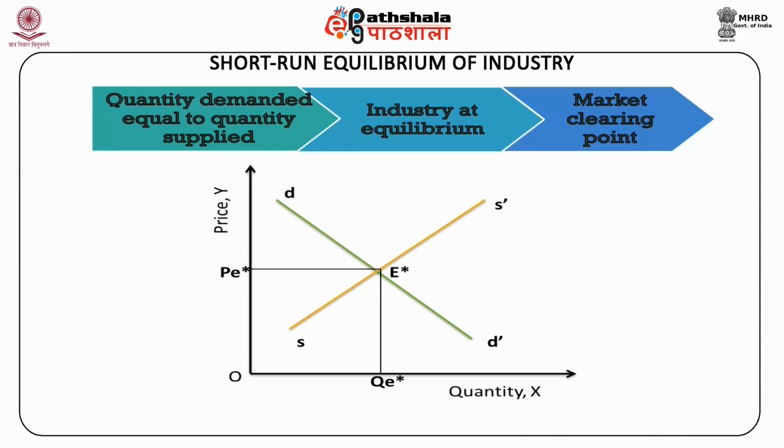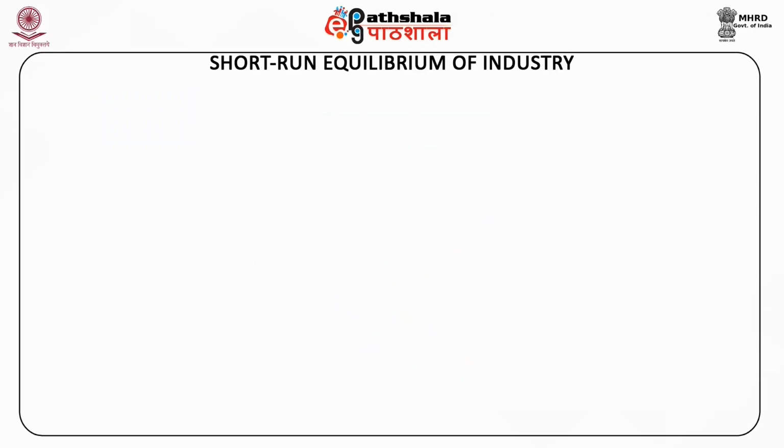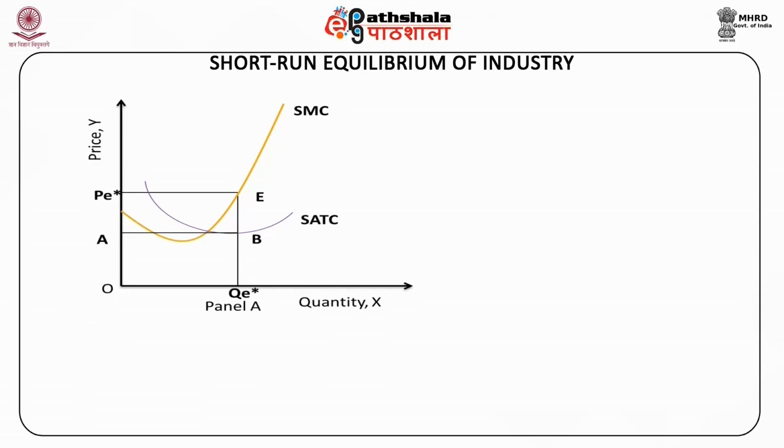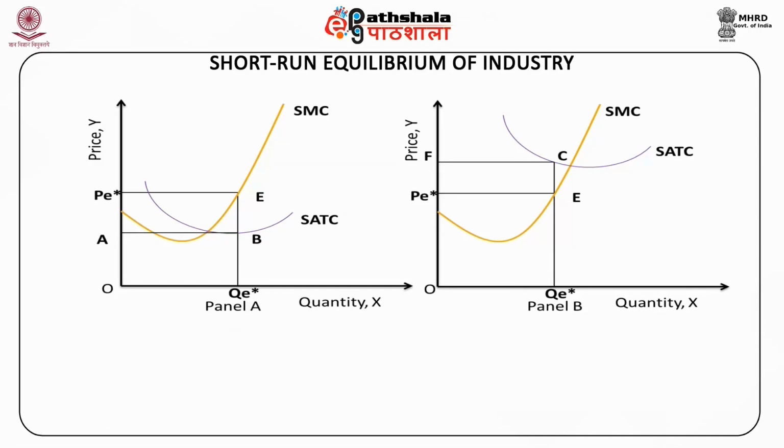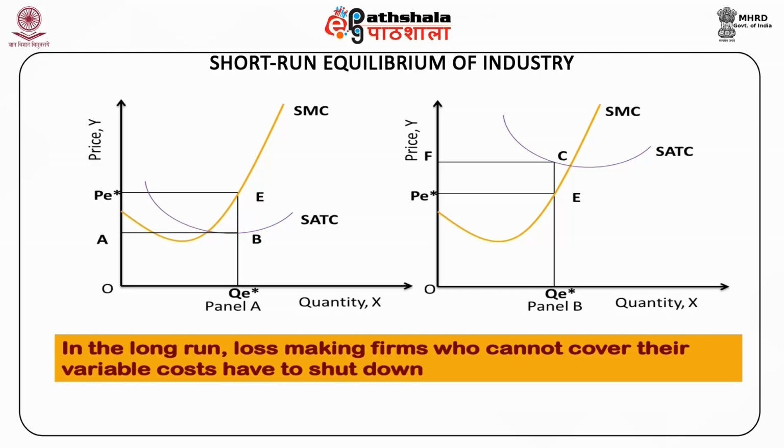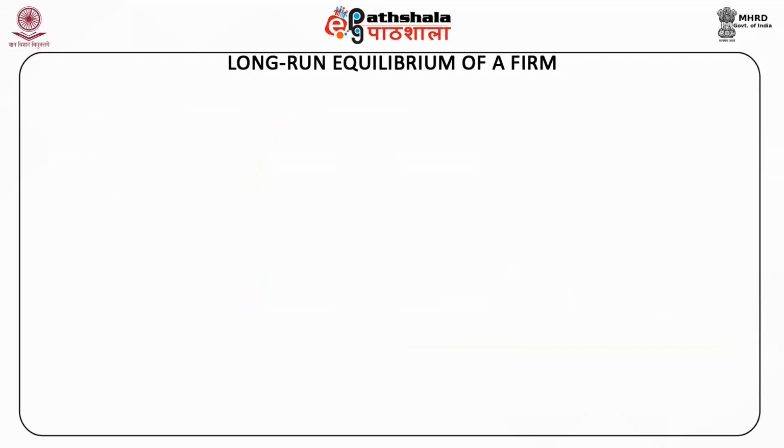The industry is in equilibrium at the price PE star at which the quantity demanded and the quantity supplied are equal to QE star. In the short run, the firms may earn excess profit as seen in panel A, wherein the area PE star EBA represents the profits. Or the industry may also suffer losses as seen in panel B, where the area PE star ECF represents the losses. However, in the long run, firms that make losses and cannot cover at least average variable cost will close down. Now we can move on to study the long run equilibrium in perfect competition.